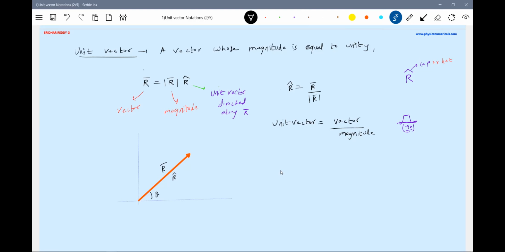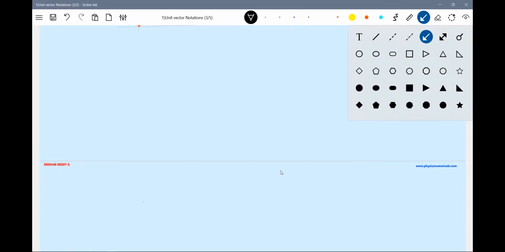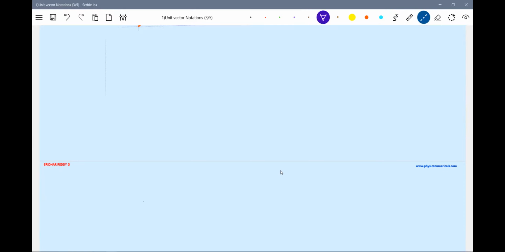Let's go for a more generalized one. We have a rectangular coordinate system. This is the x-axis, this is the y-axis, this is the z-axis. The unit vector directed along the x-axis is i cap. The unit vector directed along the y-axis is j cap. The unit vector directed along the z-axis is k cap.